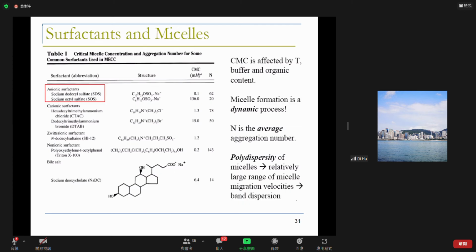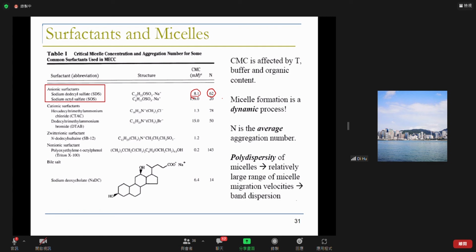Now let's look at the critical micelle concentration and the aggregation number of some commonly used surfactants. For sure, SDS is the most popular one. There is also sodium octyl sulfate. For SDS, the N number is 62 and the critical micellar concentration is 8.1 millimolar. What does that 62 mean? It means each SDS micelle contains 62 monomers.